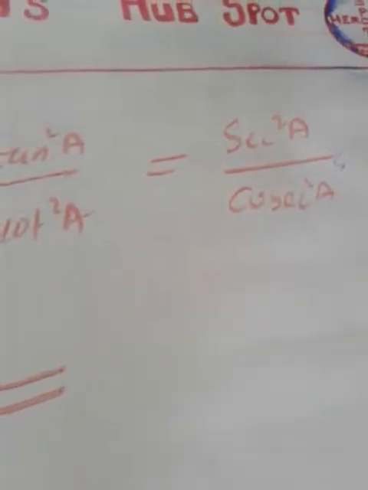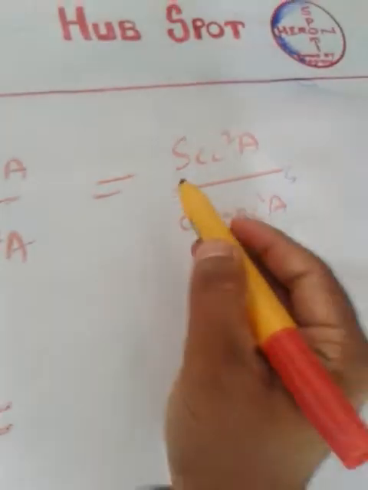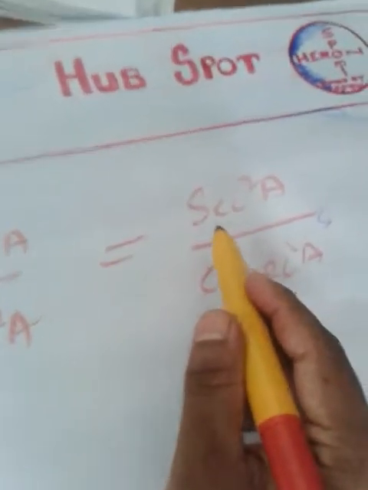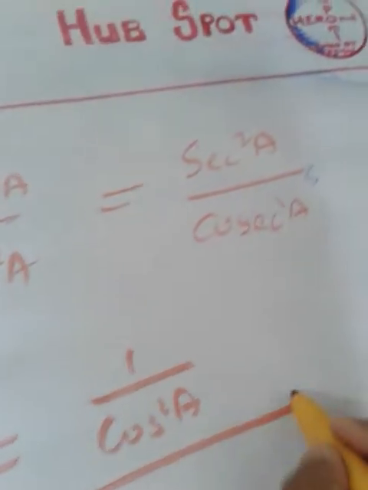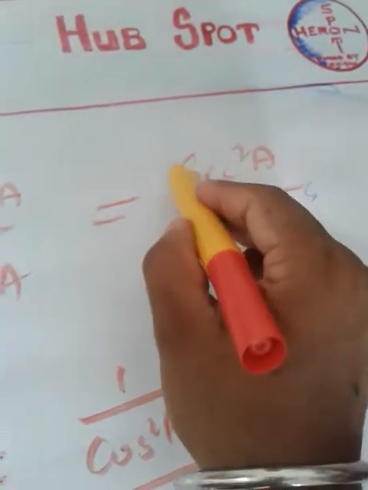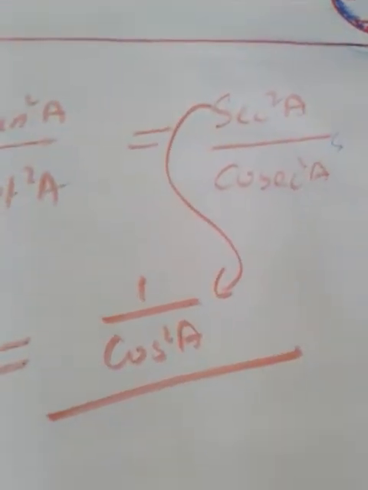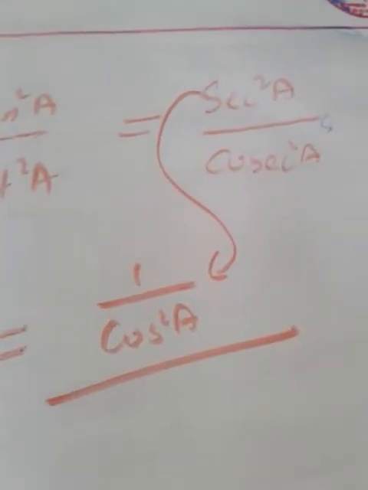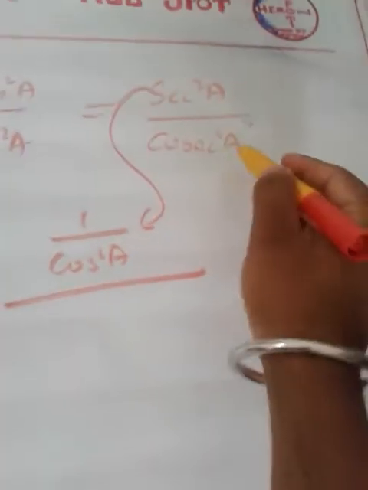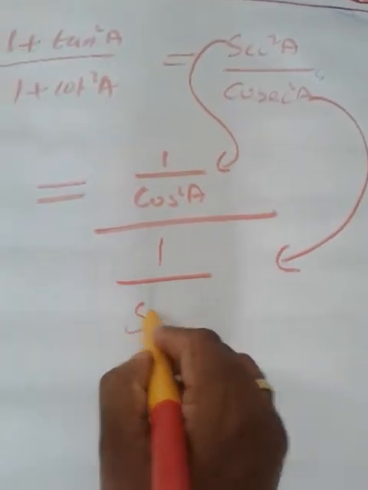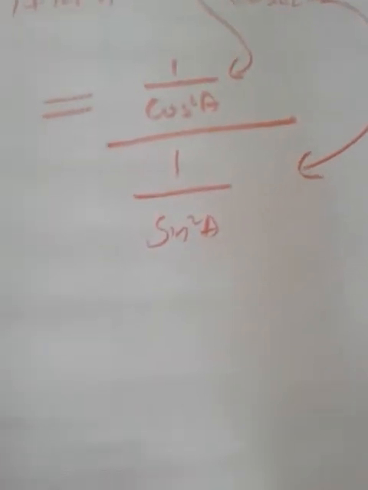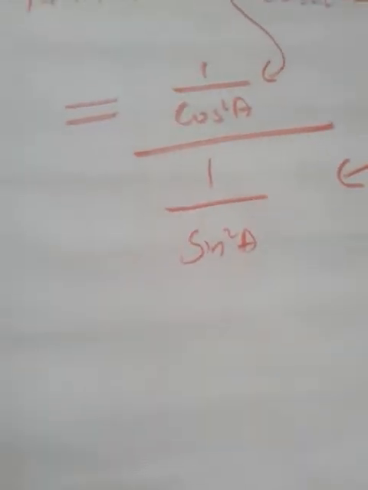Now we have sec square A by cosec square A. Can I write sec square A as 1 by cos square A? Any problem? I am going to replace sec square A by 1 by cos square A, because sec is the inverse of cos. So sec square A will be 1 by cos square A, no? And this cosec square I am going to replace by 1 by sine square A. Is there any problem? Because cosec is the inverse of sine. Are you following me?